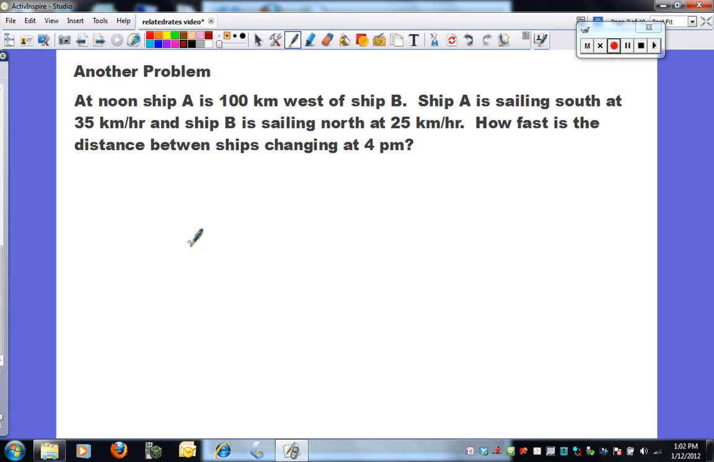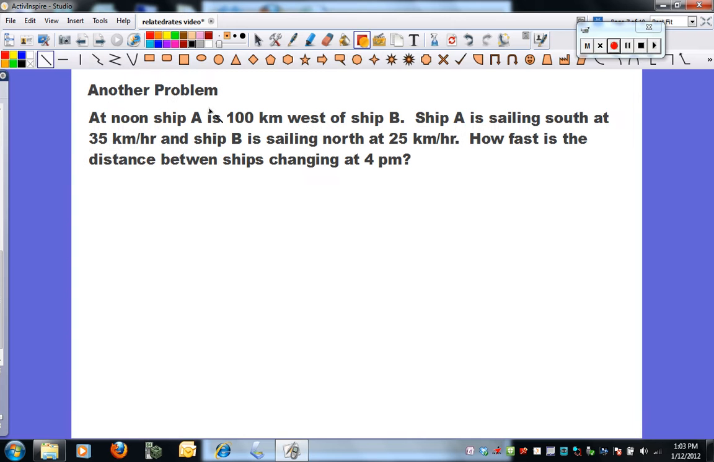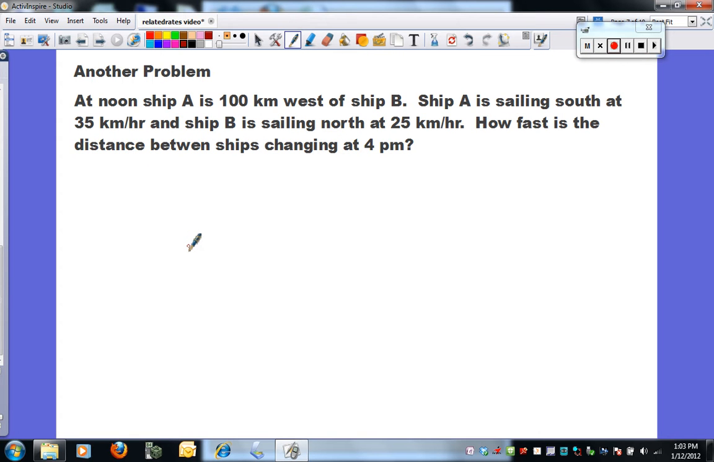So let's start with our DREDS. Remember our DREDS? D-R-E-D-S. So let's do a diagram. So we have Ship A, and we have Ship B.